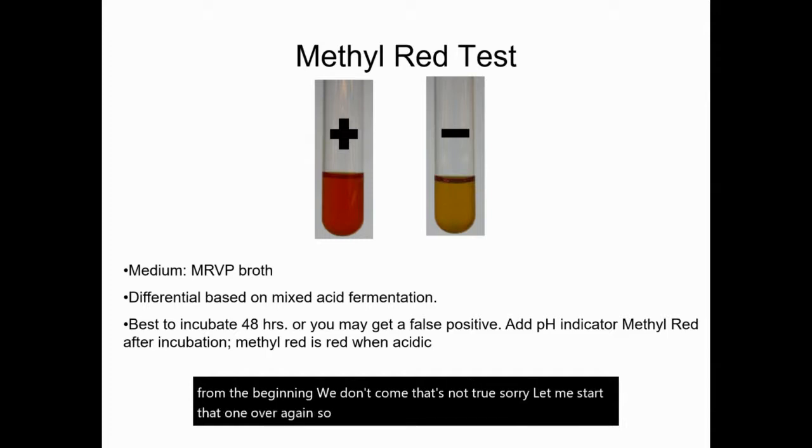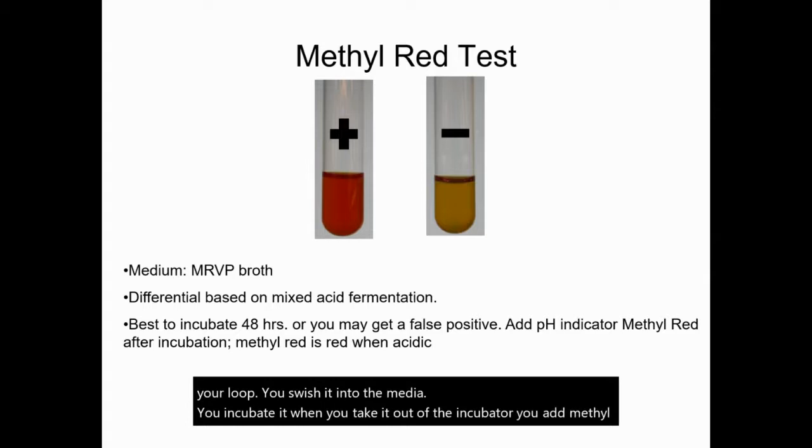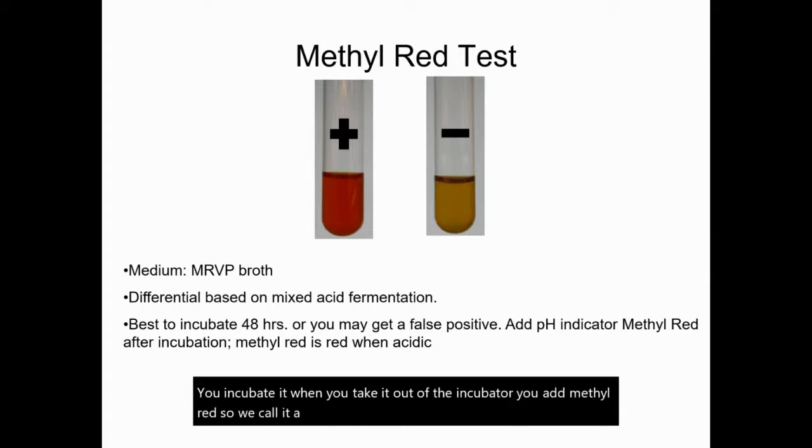So you get your methyl red Voges Proskauer broth. Notice that both the M and the V tests, methyl red and Voges Proskauer, use the same broth. So we call it the MRVP broth, for methyl red Voges Proskauer broth. You get the bacteria on your loop, you swish it into the media, you incubate it. When you take it out of the incubator, you add methyl red. We call it a reagent, but it's also a pH indicator. So we add the methyl red after we take the organisms out of the incubator.